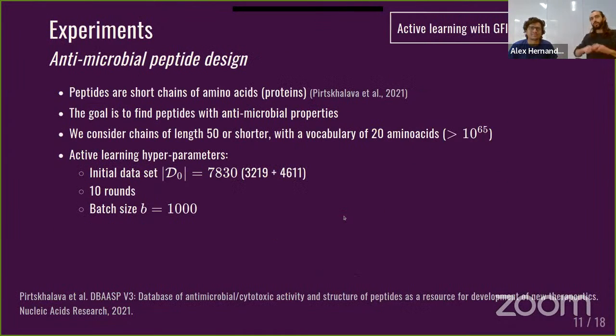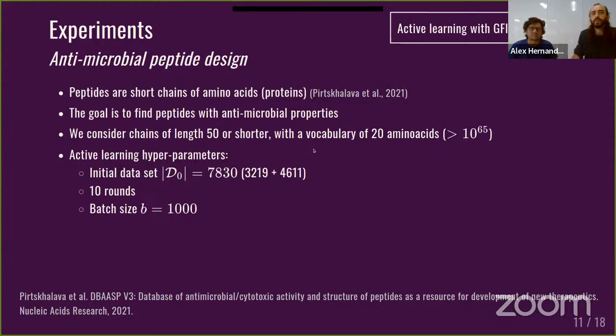Right, so in the next few slides, I'm going to be even more concrete and talk about a particular application, which is the discovery or design of antimicrobial peptides. Peptides are short chains of amino acids, like proteins. And the goal here is to discover peptides that have antimicrobial properties. For this, there are data available. For example, I'm giving the reference at the bottom.